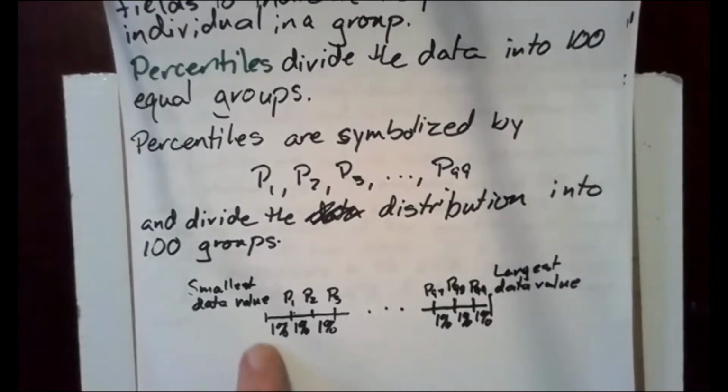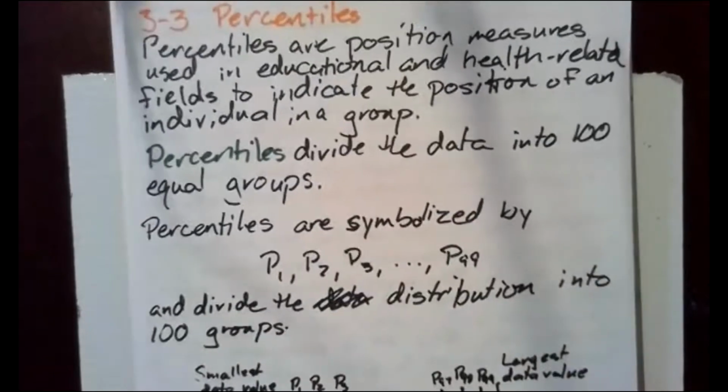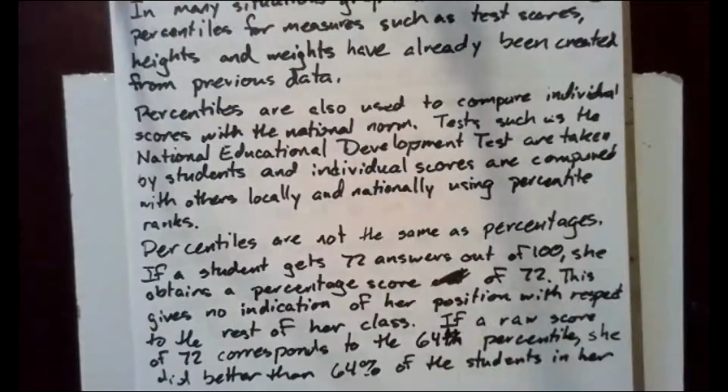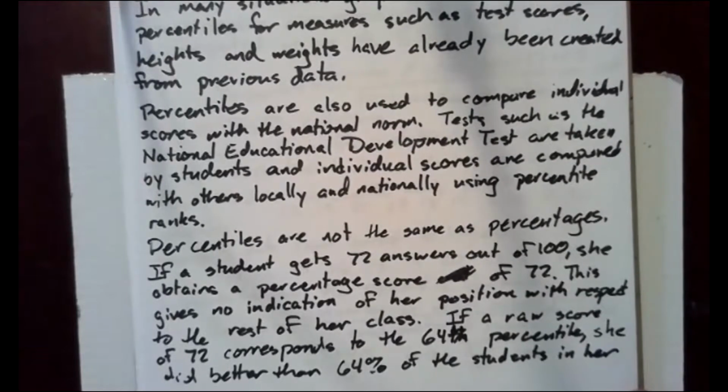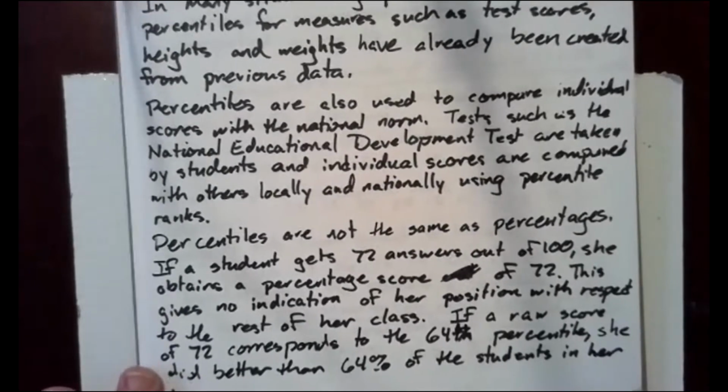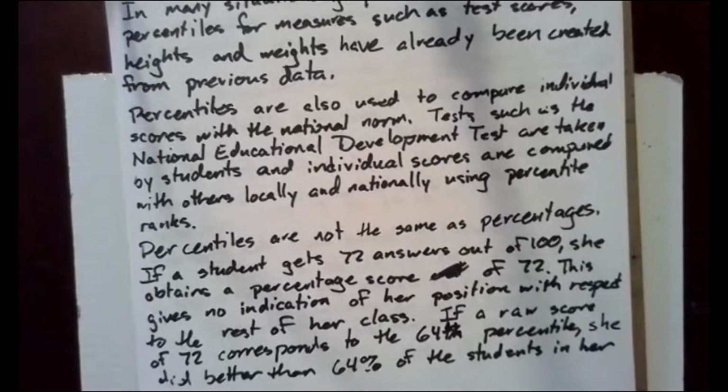So we have here the smallest data value, and then values for P1, P2, P3, and so forth up to P99, and then we'll have the largest data value. In many situations, graphs and tables showing percentiles for measures such as test scores, heights, and weights have already been created from previous data. Percentiles are also used to compare individual scores with the national norm. Tests such as the National Educational Development Test are taken by students, and individual scores are compared with others locally and nationally using percentile ranks.